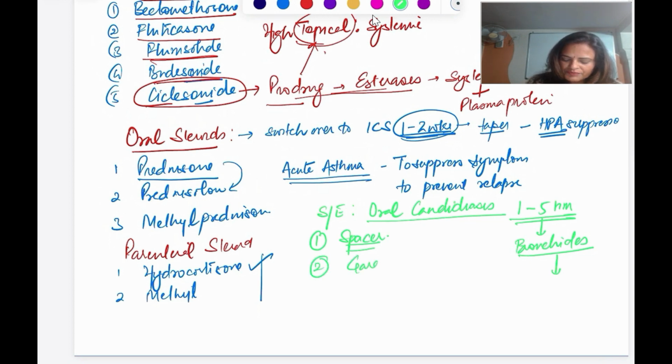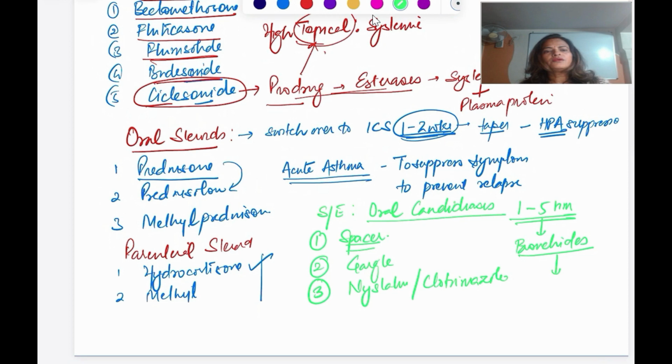Number two, gargle. Simple gargle. Every time after you are inhaling, you just do the gargling of the throat. That is going to remove whatever particles are deposited. And number three, if the person develops this oral candidiasis, then you can use topical nystatin or clotrimazole. So this is about the corticosteroids.